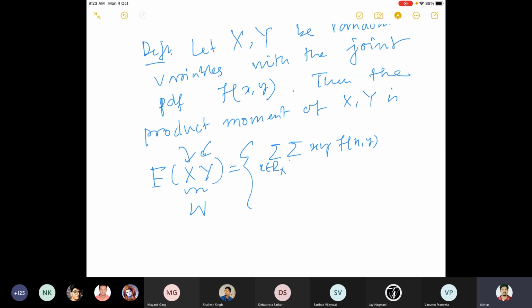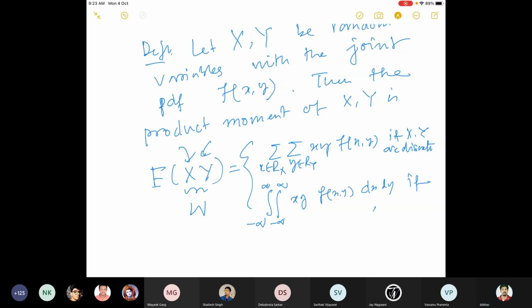X is in the range of x, y is in the range of y, when x and y are discrete. And for the continuous case, it is minus infinity to infinity, minus infinity to infinity, x times y, f of xy, dx dy, if x and y are continuous. Okay, so that's it. So this is what is called the product moment.